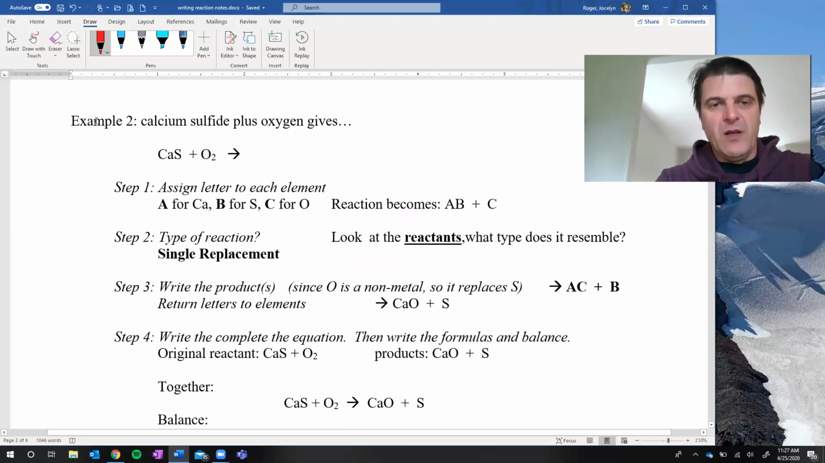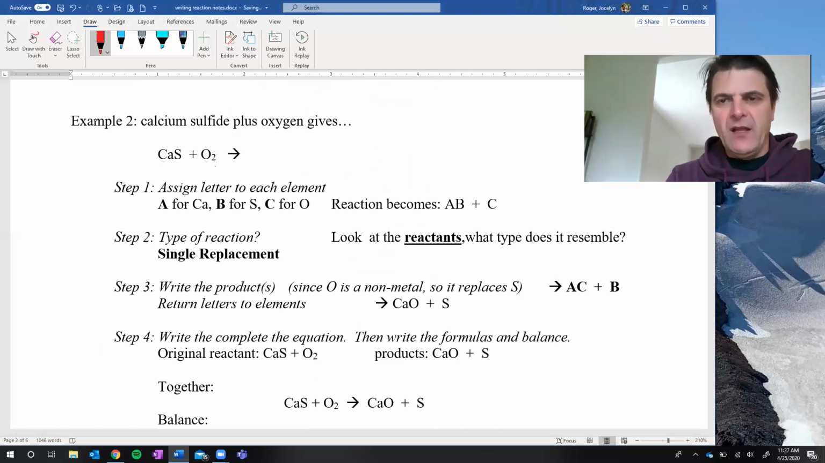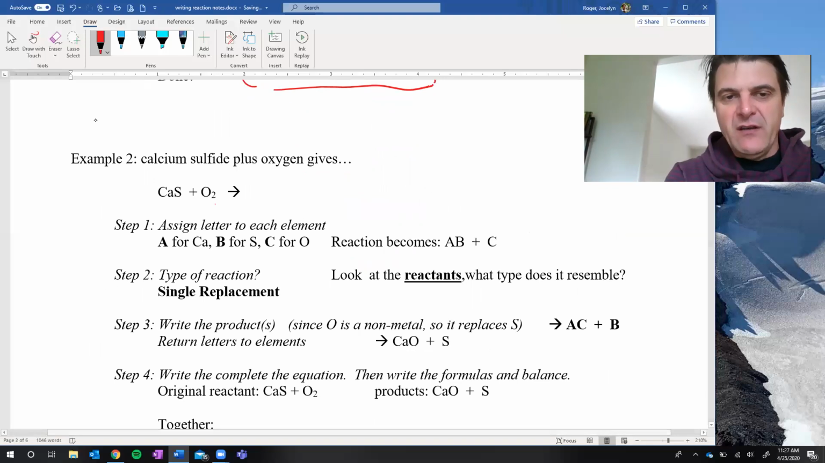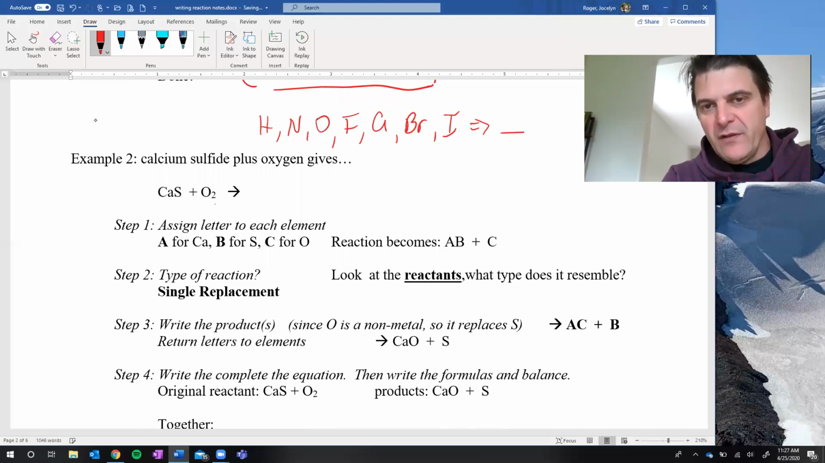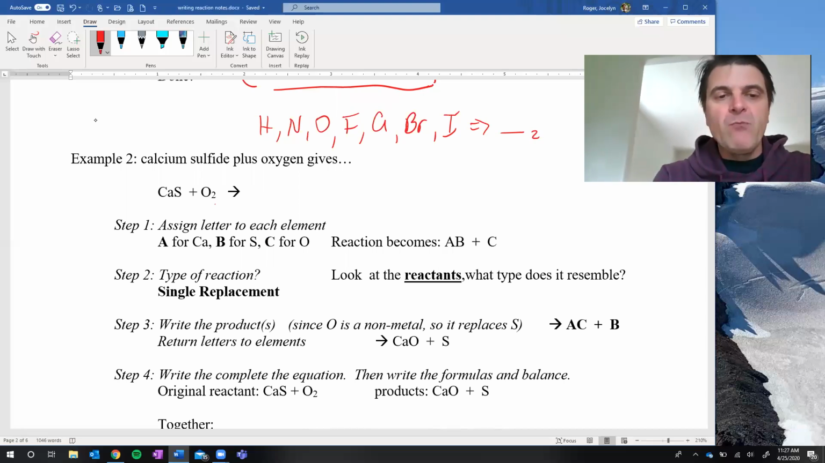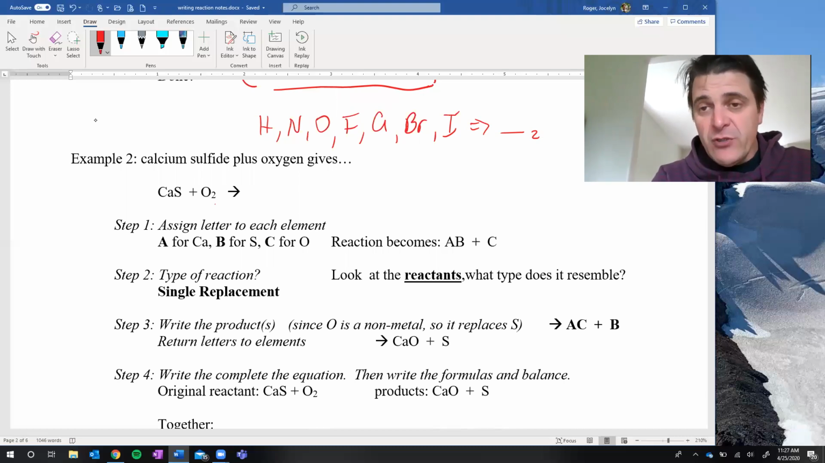Calcium sulfide plus oxygen. Oxygen is an element that is always O2, right? And there's some elements like this, the diatomic elements. Those are hydrogen, and then nitrogen, oxygen, fluorine, chlorine, bromine, iodine. All of these guys are always with a little 2. And we call those diatomics when they're by themselves, right? So if you had an equation and the equation was calling for nitrogen, nitrogen would be N2.